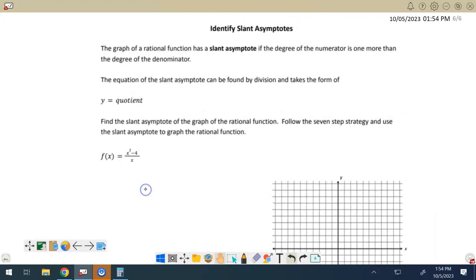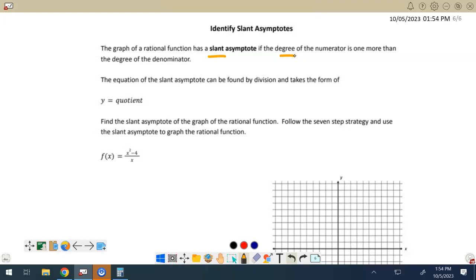Okay, so identify the slant asymptote. The graph of a rational function has a slant asymptote if the degree of the numerator is more than the degree of the denominator. So this is the case where there's no horizontal asymptote. If the degree on top is bigger, it becomes what's called a slant asymptote. And to find that, unfortunately, there's no shortcut. You can't just say y equals 0 or y equals the ratio of the leading coefficients.